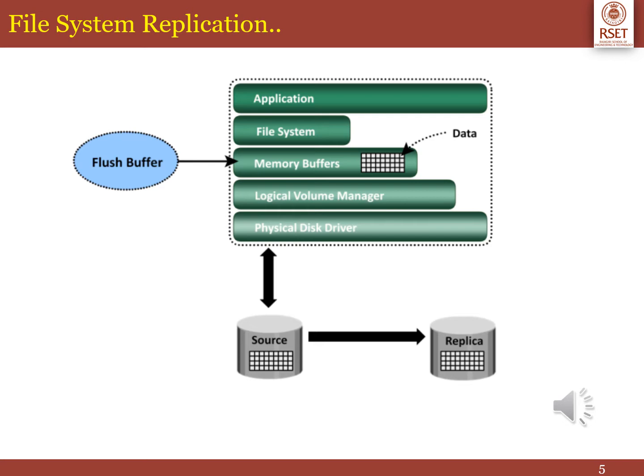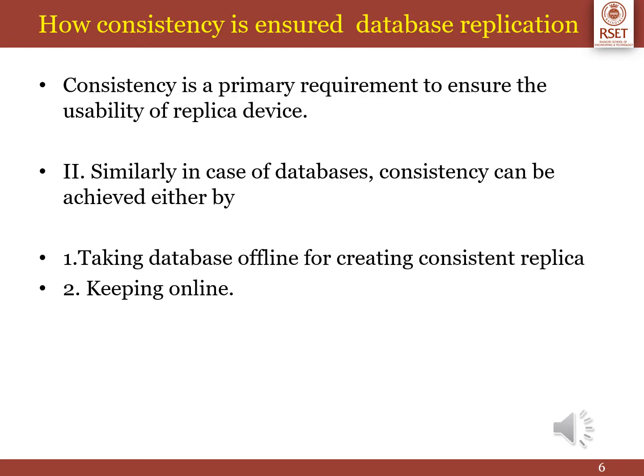If the file system is unmounted before the creation of the replica, the buffers would be automatically flushed and data would be consistent on the replica. Otherwise, we would require other kinds of activity on the replicated file system. Consistency is a primary requirement to ensure the usability of a replica device.